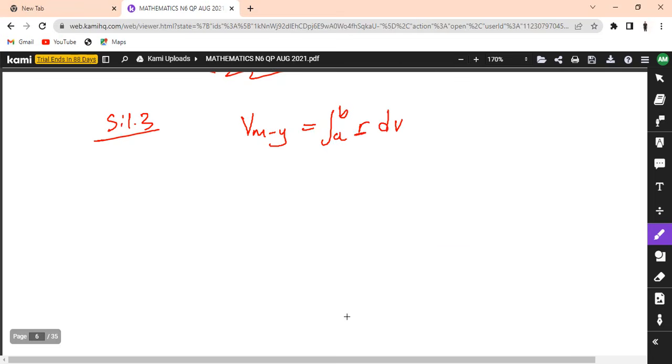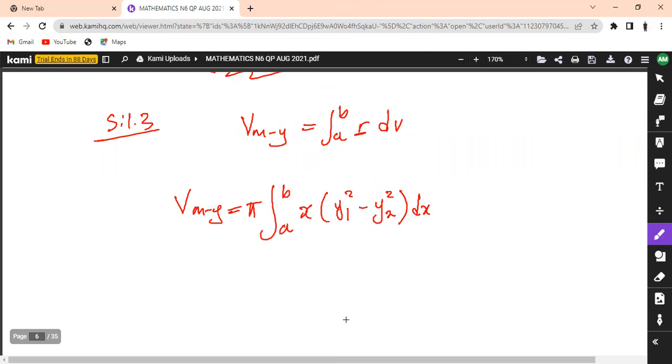And here we are going to subtract because we've got two functions that we are given. So the volume moment with respect to y is going to be pi times the integral from a to b in this case. So what is going to be our r dA? It's going to be x into y1 squared. Remember, those two functions that we're subtracting, we have to square them with respect to x. That would be the volume now. So it's area times x, that's volume, okay?